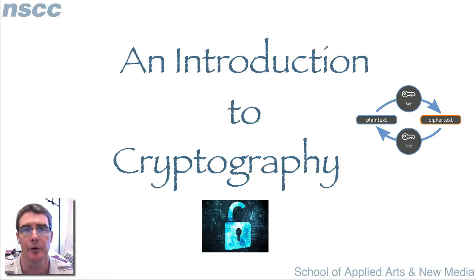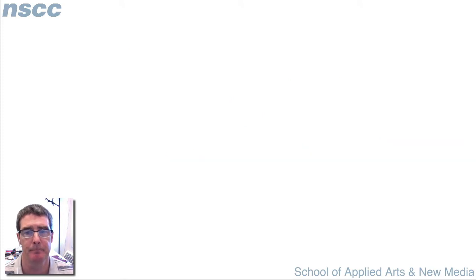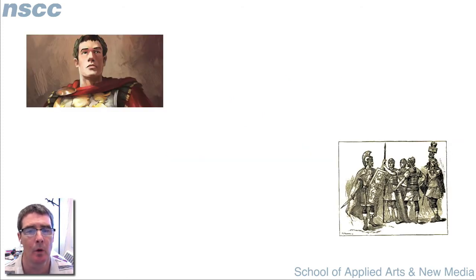In this tutorial, we'll look at an introduction to cryptography. One of the first uses of cryptography comes from Julius Caesar. Julius Caesar wanted to send a message to his troops in battle, and so he used messengers to do that.